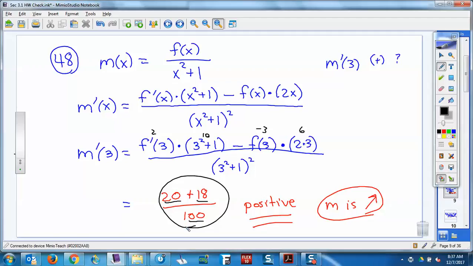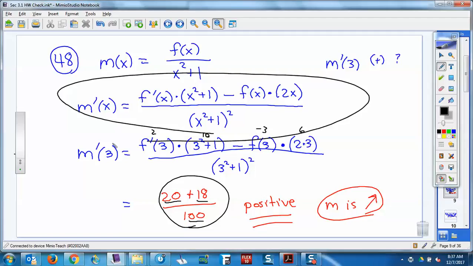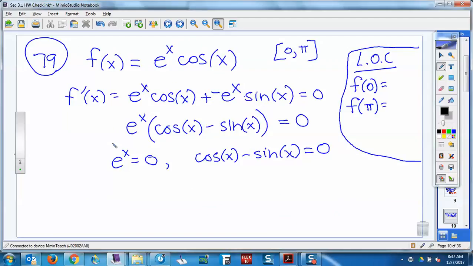Okay, but again, the main part of this problem is, can you do the quotient? The rest of it's just plugging in values. So forth. Okay, 79.